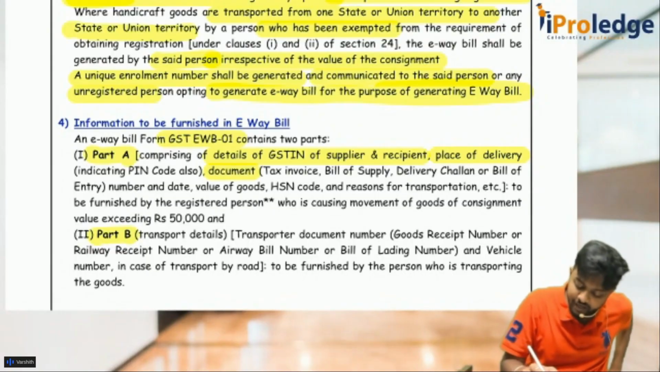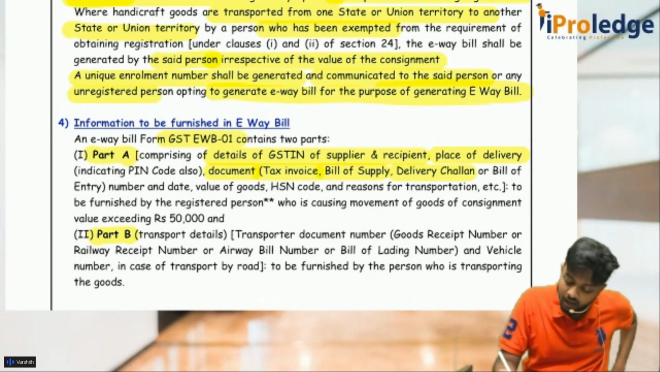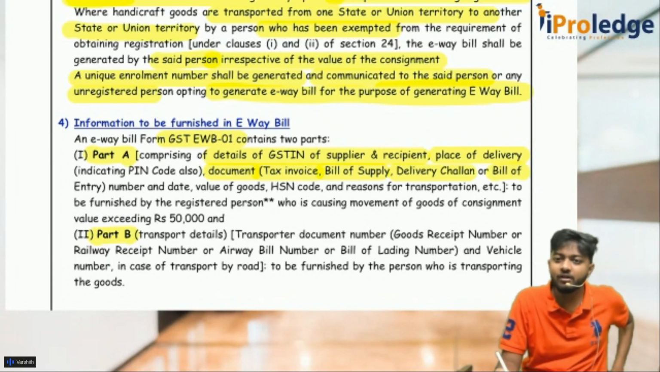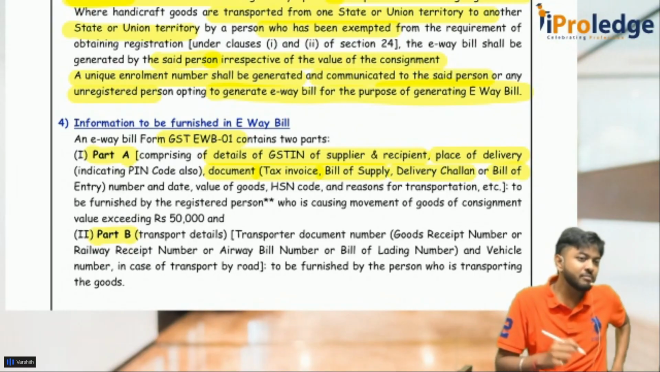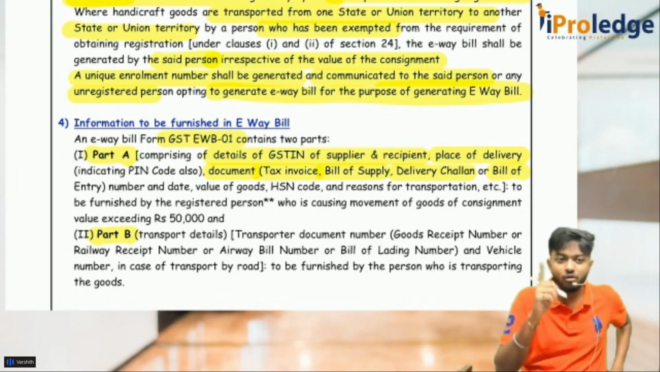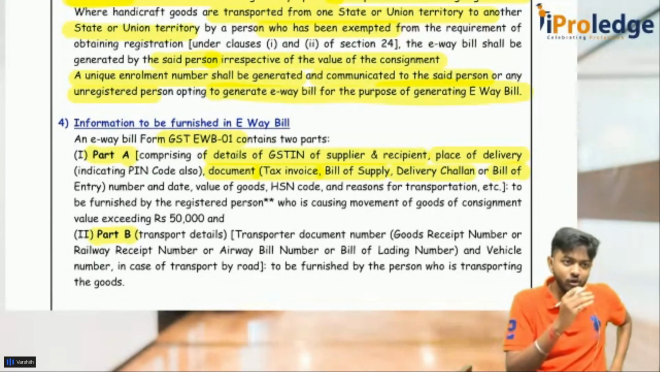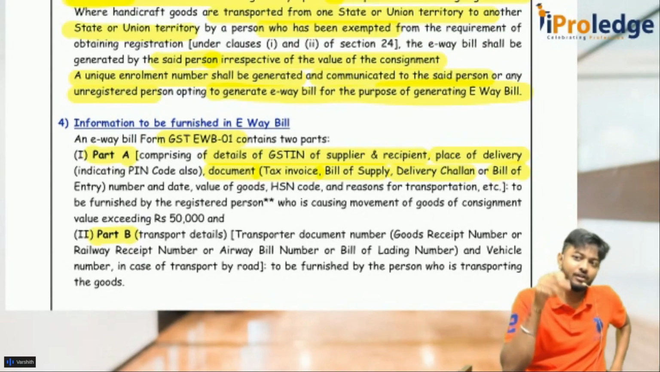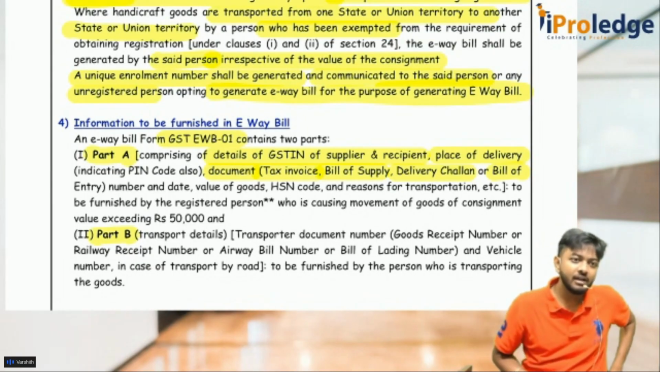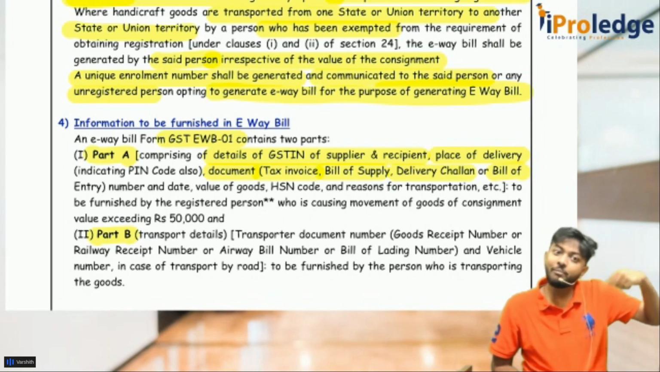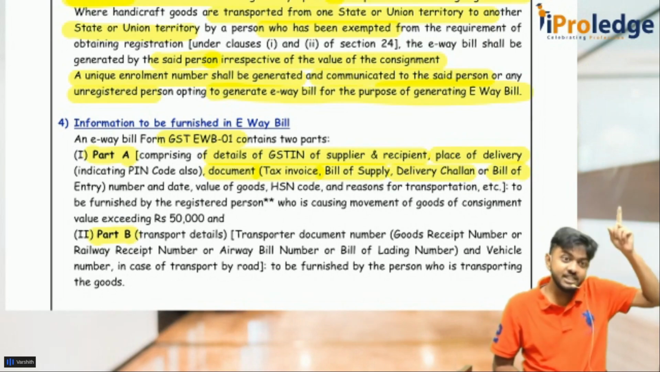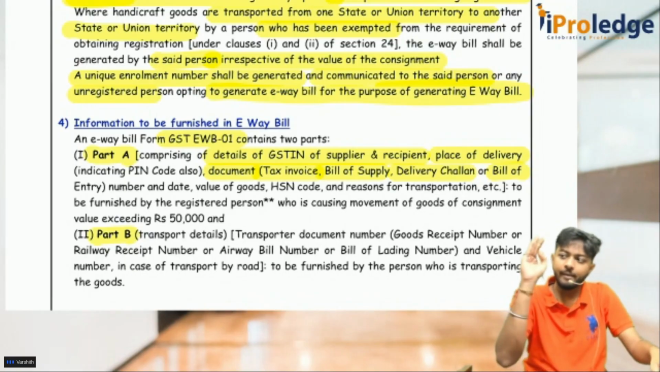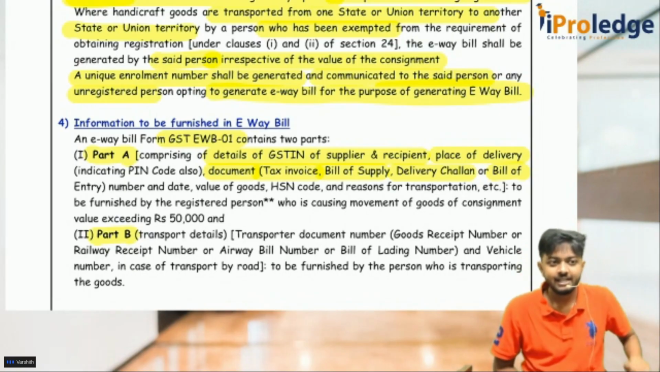Document means what we read now: tax invoice, bill of supply, delivery challan, bill of entry. Bill of entry we have not read yet, no? What is bill of entry? This bill of entry comes in the case of customs, import of goods. Whenever you import goods and pay custom duty, you get a document called bill of entry. Based on that you can claim ITC, because while paying custom duty you also pay IGST. For import, IGST is applicable, and for that IGST you can claim ITC by using bill of entry. We have read this in section 16, ITC.